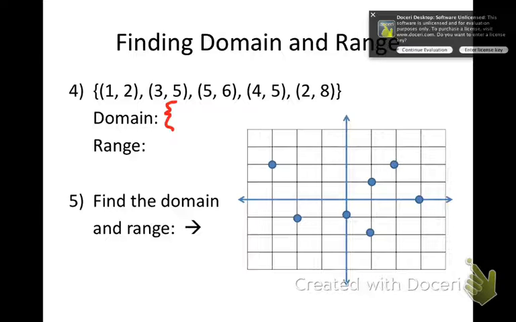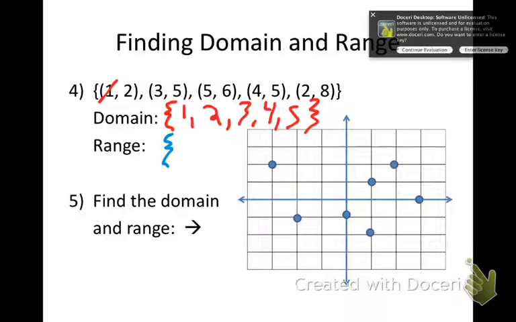Jack, what are the x values in that set? 1, 3, 5, 4, 2. Now, I do agree with that. Start 1, 2, 3, 4, 5. Thank you. Make sure we always put them from least to greatest. And because I'm taking a set, I put my set symbol up there. Next, I'm going to do my range values.